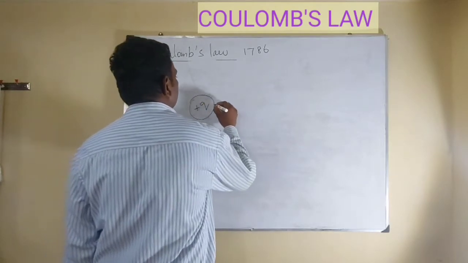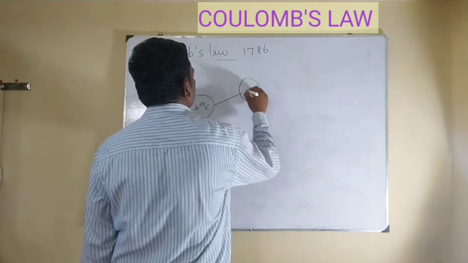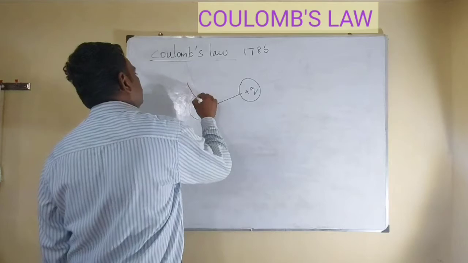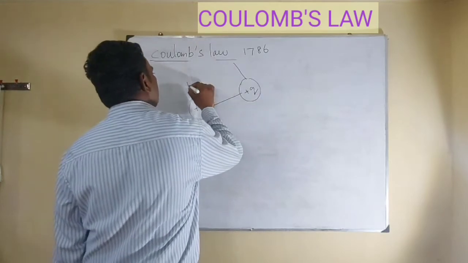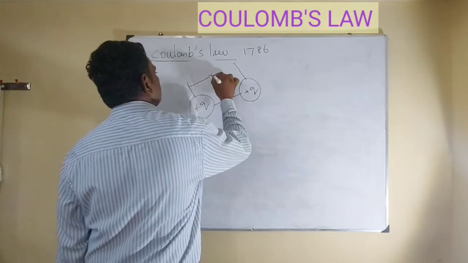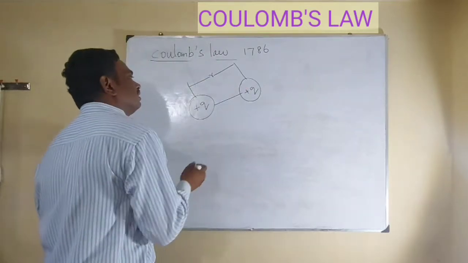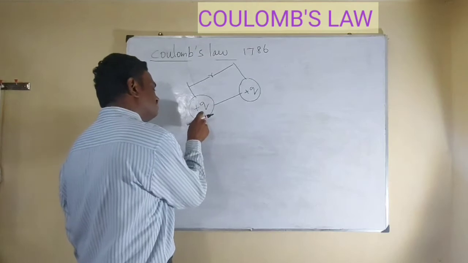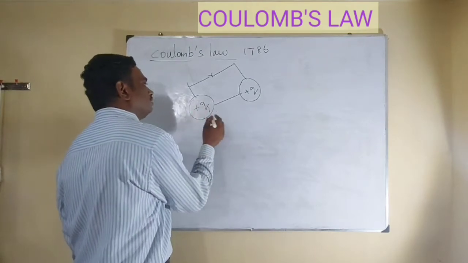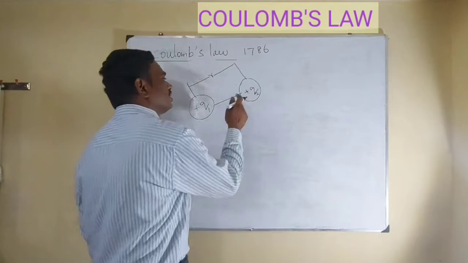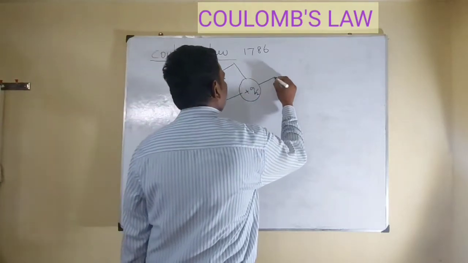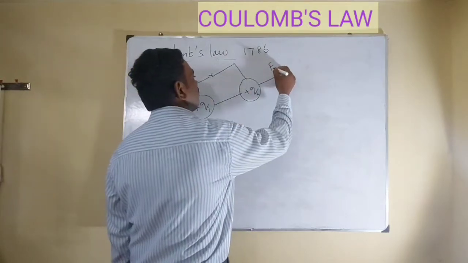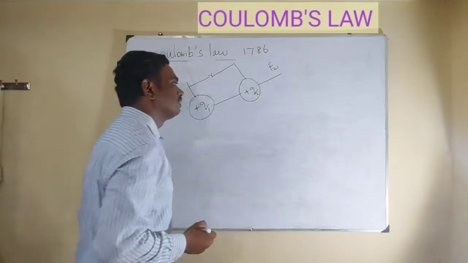plus Q and plus Q. Here, the distance between the two particles is R, and the force exerted by the charge Q1 on the charge Q2 acts along Q1 to Q2, and that force is F21.